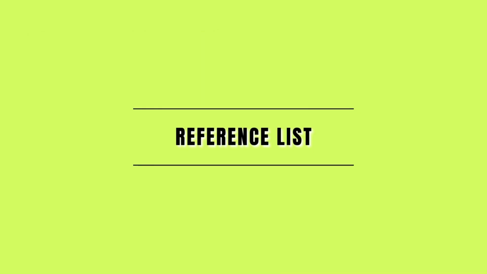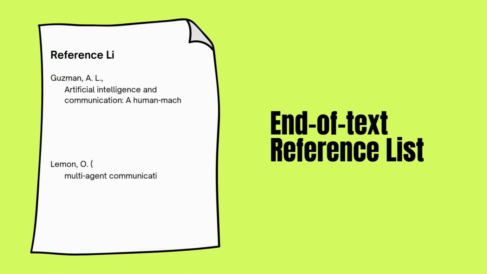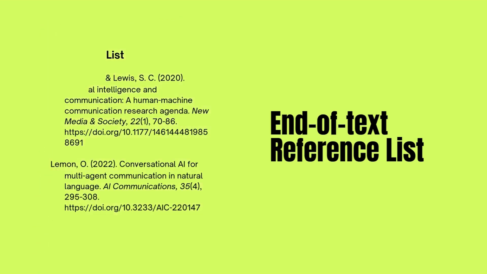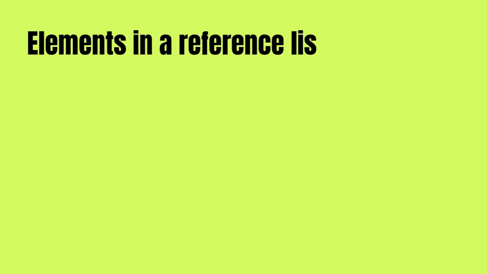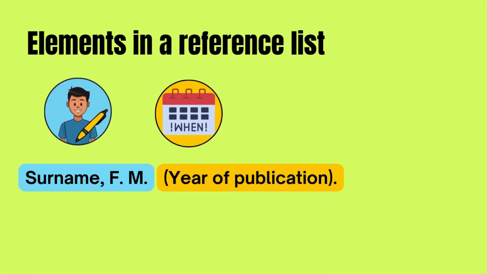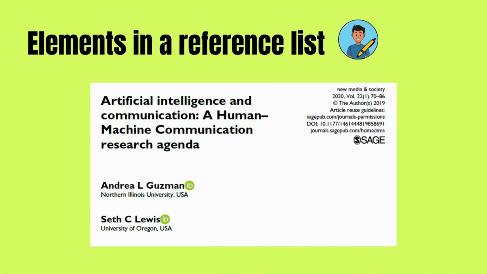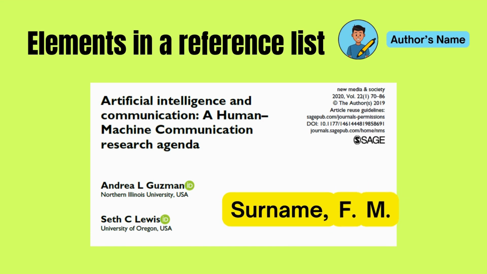Moving on to the reference list at the end of your paper. This is where you'll provide the full bibliographic details for any sources you've cited. When constructing these reference list entries, you'll have to present the components in a who, when, what, and where format. First, you'll list the author's name in the format of surname followed by the initials for first and middle names.